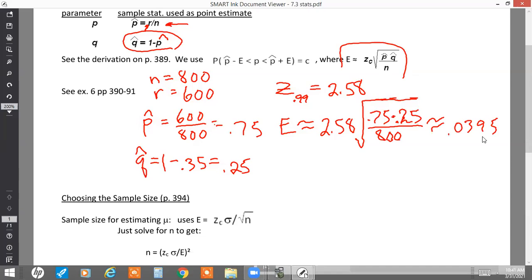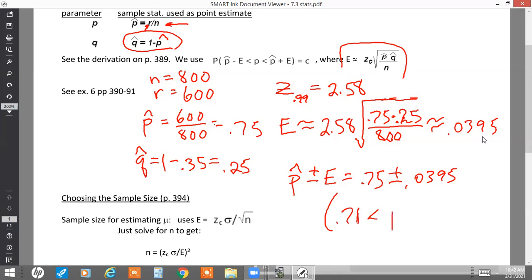So then we want p hat plus and minus the amount of error. And that's going to give us a confidence interval rounded to the hundredths place. 0.71 is somewhere in here. 0.71.